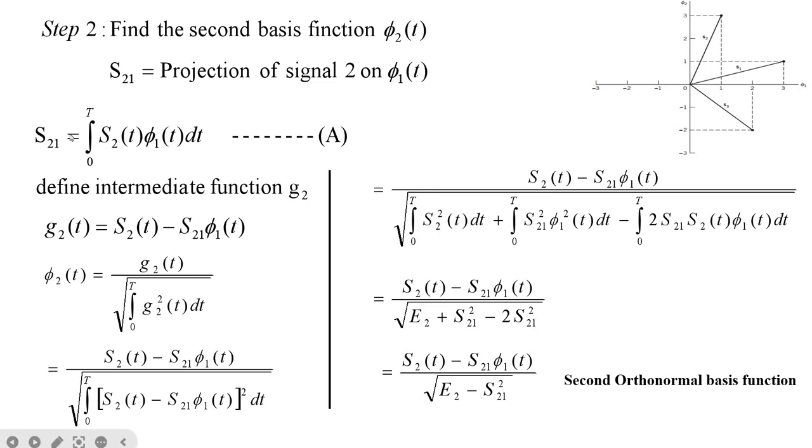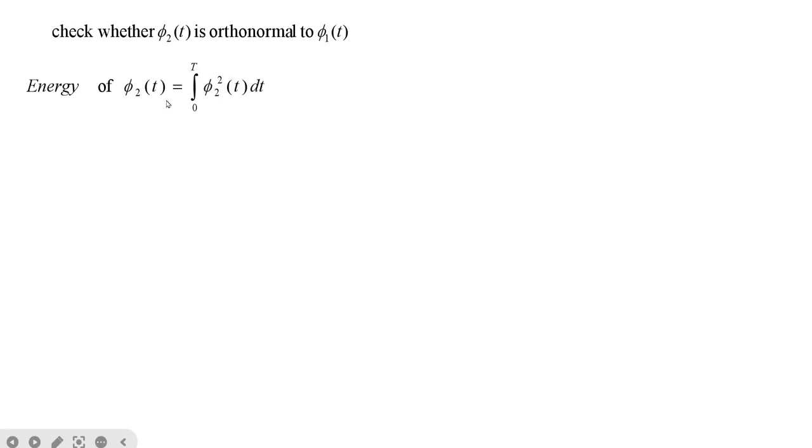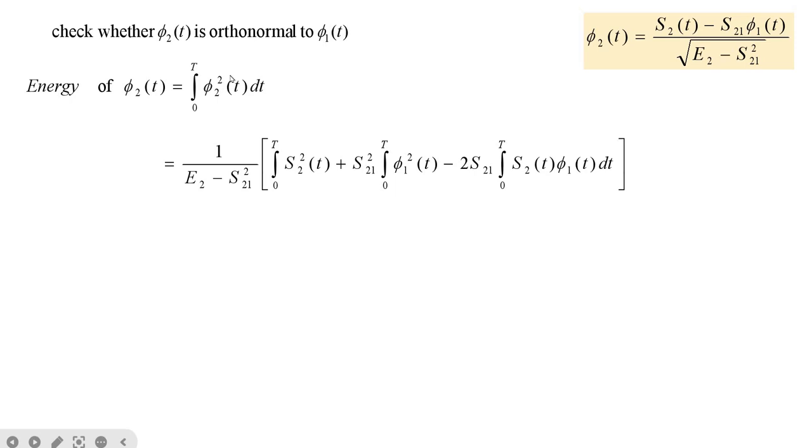Now we have to check whether phi 2 of t is orthonormal to phi 1 of t. For that, we will take the energy of phi 2 of t. The energy of phi 2 of t is given by the equation integration 0 to capital T phi 2 square of t dt. Now we will substitute the value of phi 2 of t, which we have obtained in the previous slide. I have already expanded this, so when you square this, the square root will be removed. So you will get E2 minus s21 square.